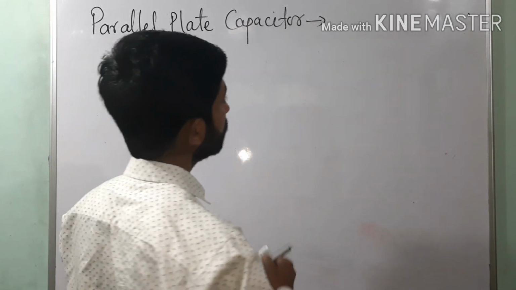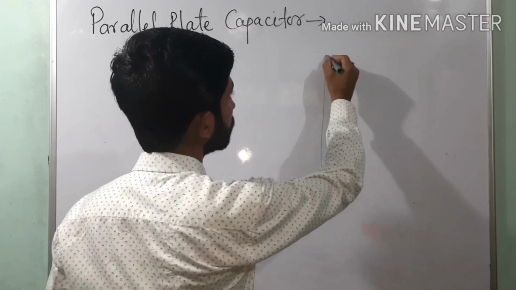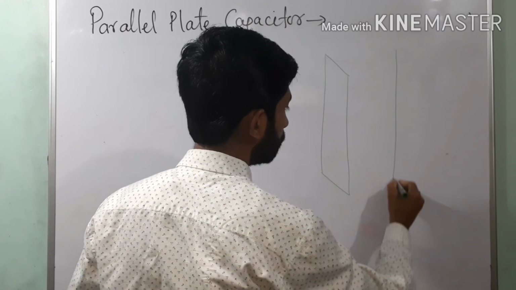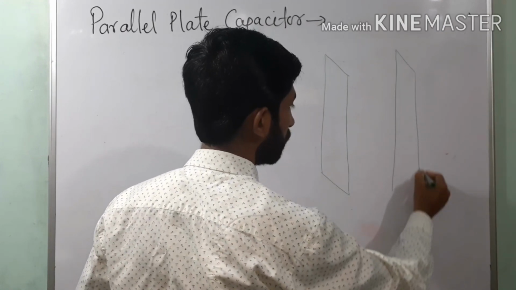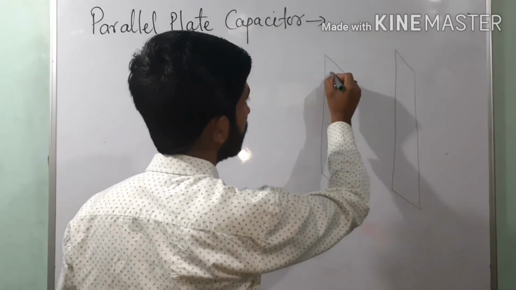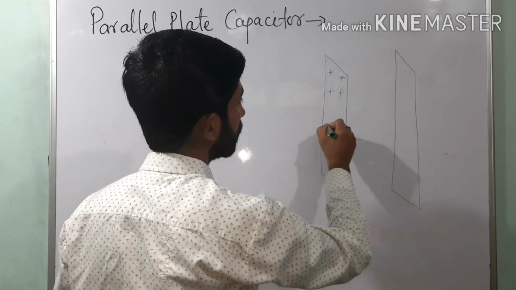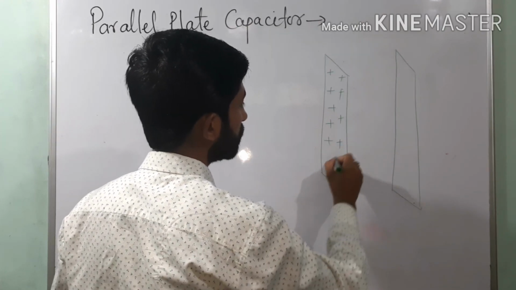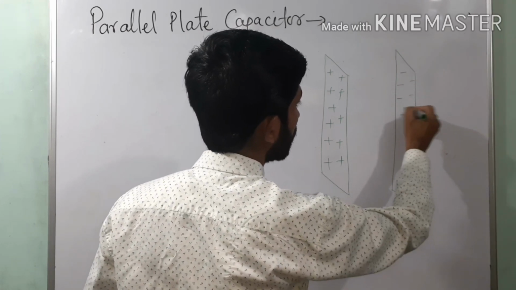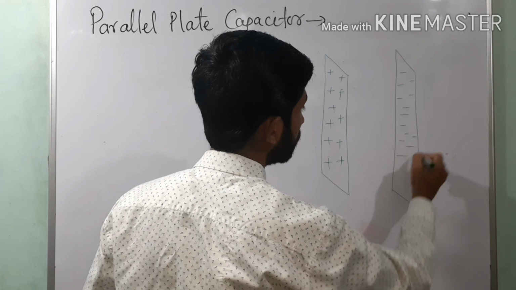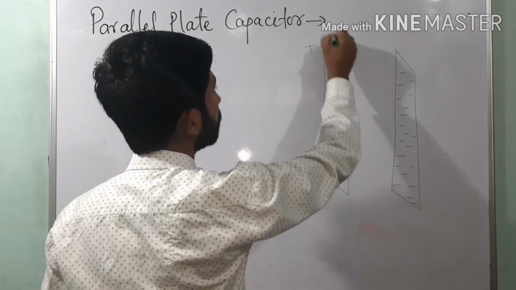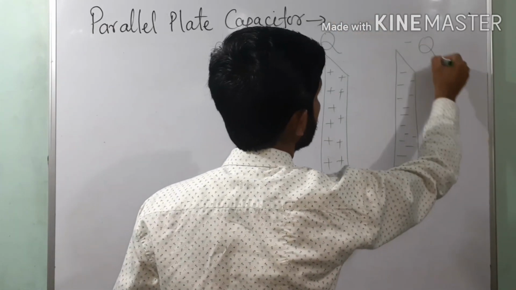So imagine we have two plates of this sort, two parallel, very thin plates made of whatever material, that does not matter. This plate is given positive charge and this plate acquires the same negative charge. That is, this is plus Q and that is minus Q.